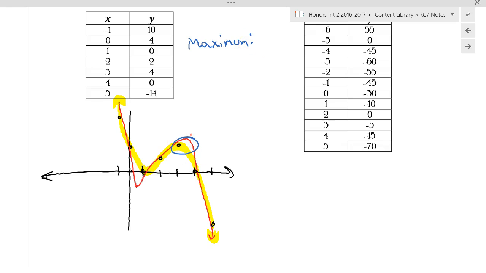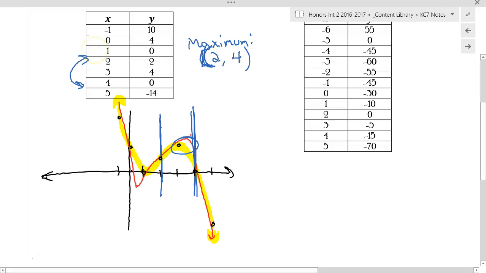So for my maximum, this is where it looks to be, at 3, 4. But I don't know if it's exactly at 3, 4, but I know it's going to be somewhere between the point before and the point after it. And again, we're going to use our x value. So I know my maximum occurs between 2 and 4. And again, this is interval notation. It's occurring between these 2 points. It's not saying it's the point 2, 4. It's occurring between 2 and 4.